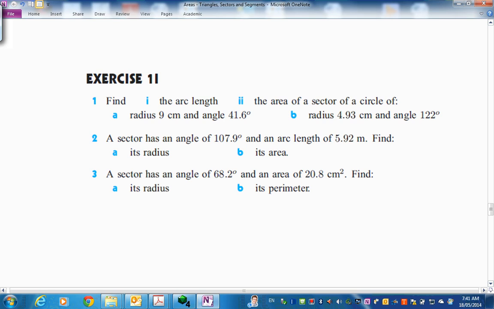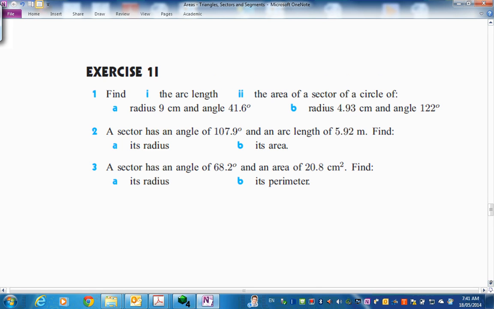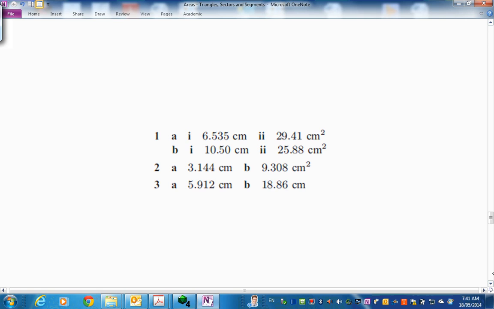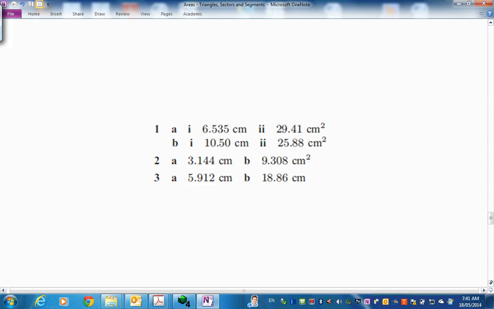Okay, so here we are, questions 1, 2 and 3. Write down your formula and plug it in there. Let's have a look at the answers now. There are the answers, check them off. Okay, keep your thinking straight there of how all this works. Right, let's go down and have a look at just a little bit more now.